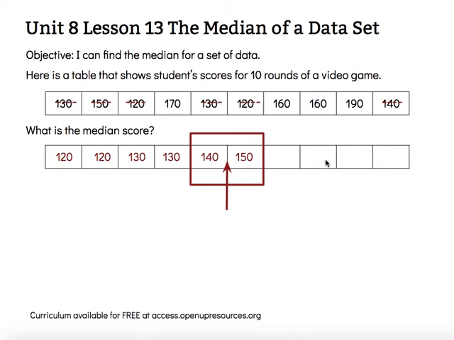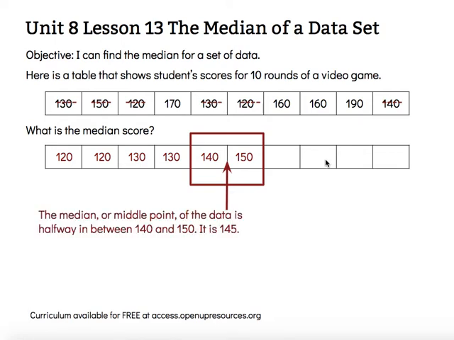So in the very middle of my data set is my median, and in this case it would be 145. The median, or middle point, of the data is halfway in between 140 and 150, and it is 145. Our objective says I can find the median for a set of data. Again, we looked at the median, which is a measure of center, which tells us what's typical for this data set. So we could say generally the students scored 145 points in 10 rounds of a video game.